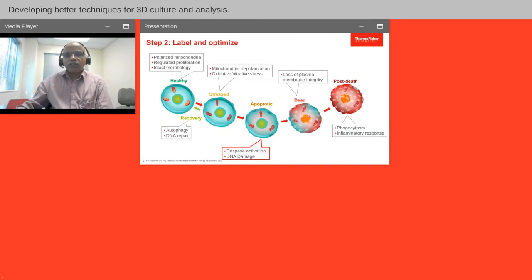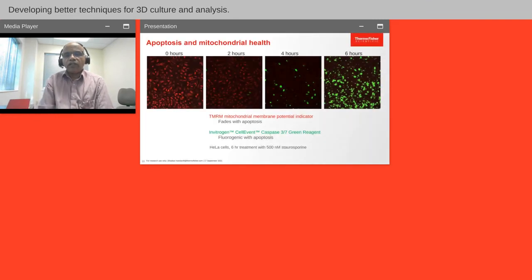So the next one in the cell health continuum is measuring apoptosis and DNA damage, which is once the cells pass through the stress response and they can no longer recover and they are dying. You can measure those using again the TMRM mitochondrial membrane potential indicator and a caspase 3/7 substrate, which is cleaved only in apoptotic cells. You don't see much staining in healthy cells.